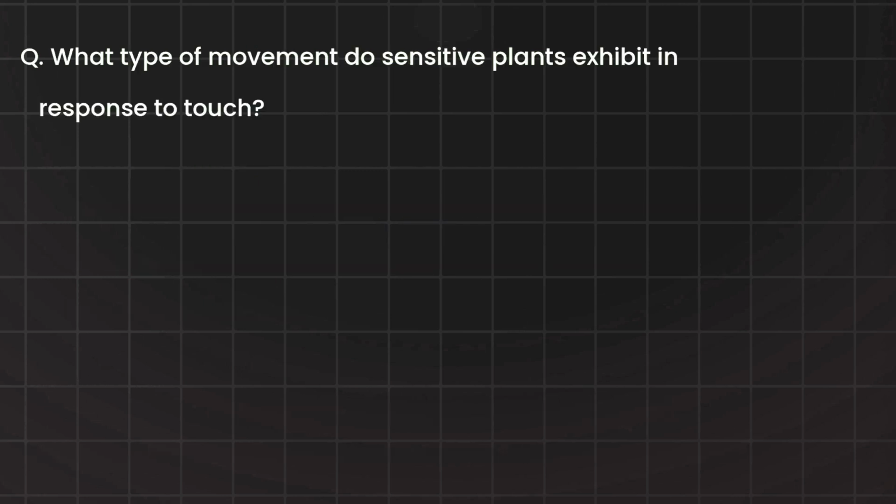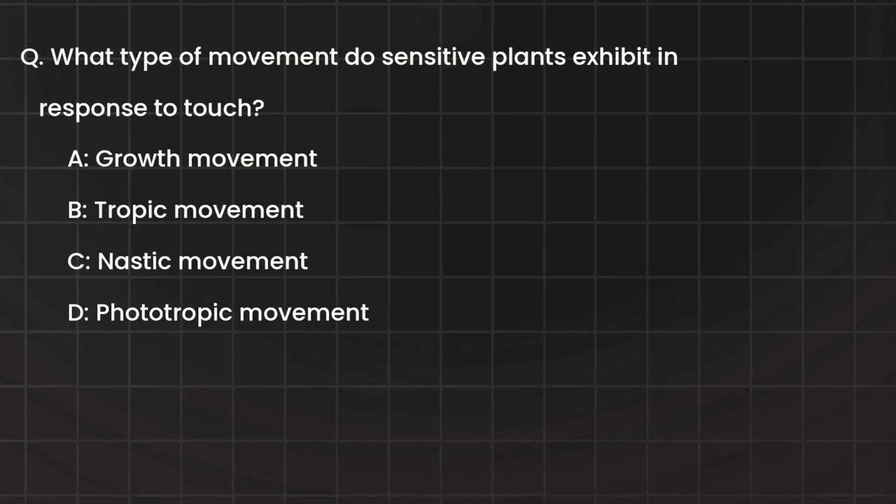Question: what type of movement do sensitive plants exhibit in response to touch? Option A. Growth movement. Option B. Tropic movement. Option C. Nastic movement. Option D. Phototropic movement. You have 5 seconds to answer the question.